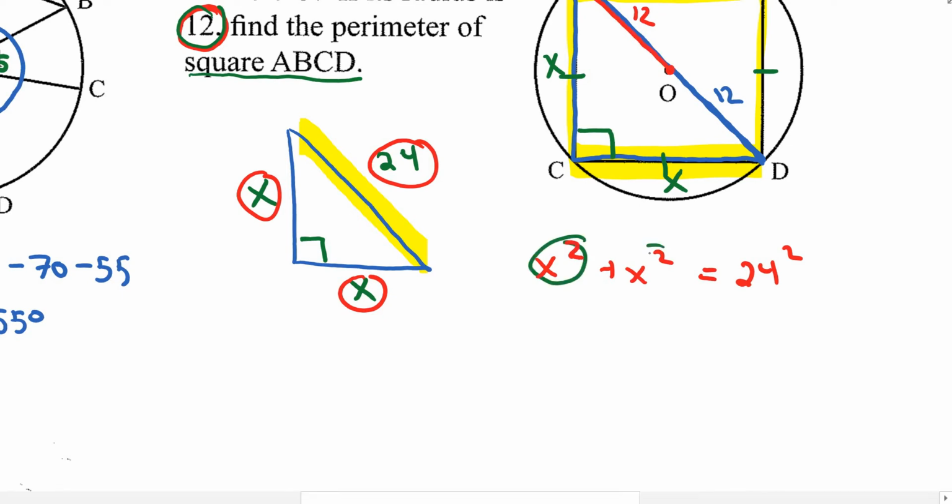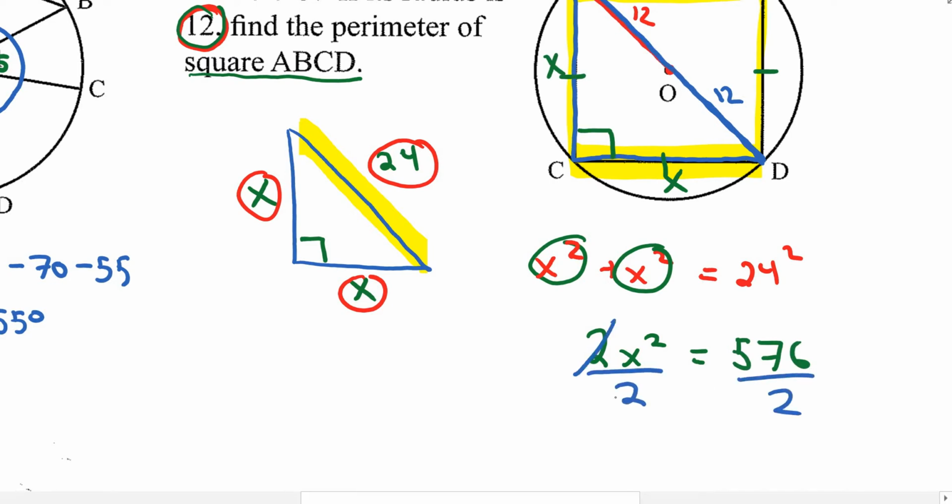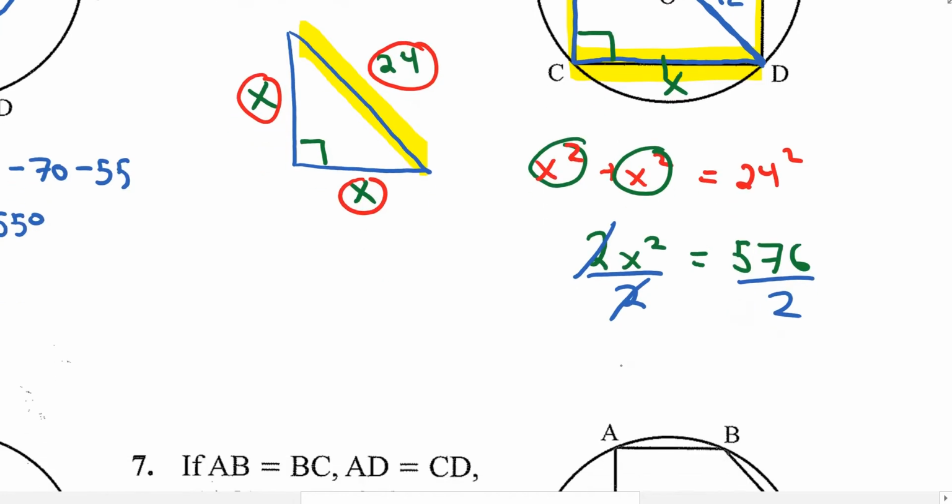So x squared plus x squared is going to be 2x squared equals, and 24 squared is going to be 576. After that, I can divide both sides of the equation by 2. If I do that, these 2's will cancel off. And now I get x squared equals 576 divided by 2, which is going to be 288. And then I can take the square root of both sides.